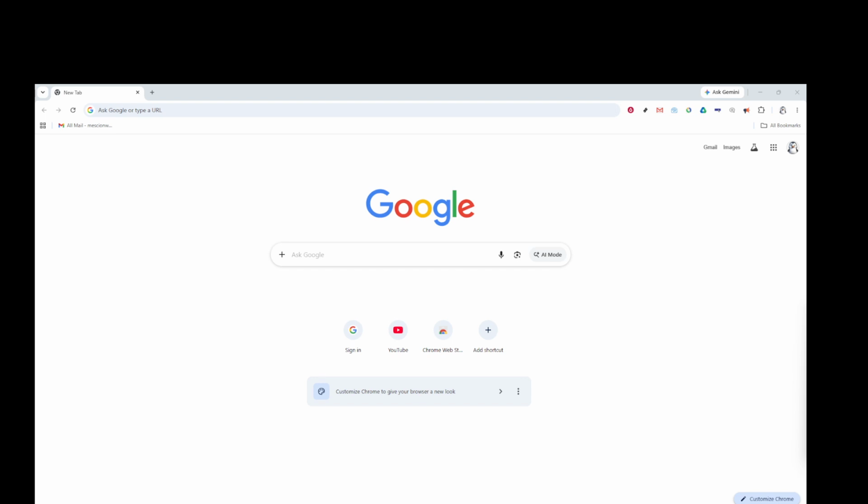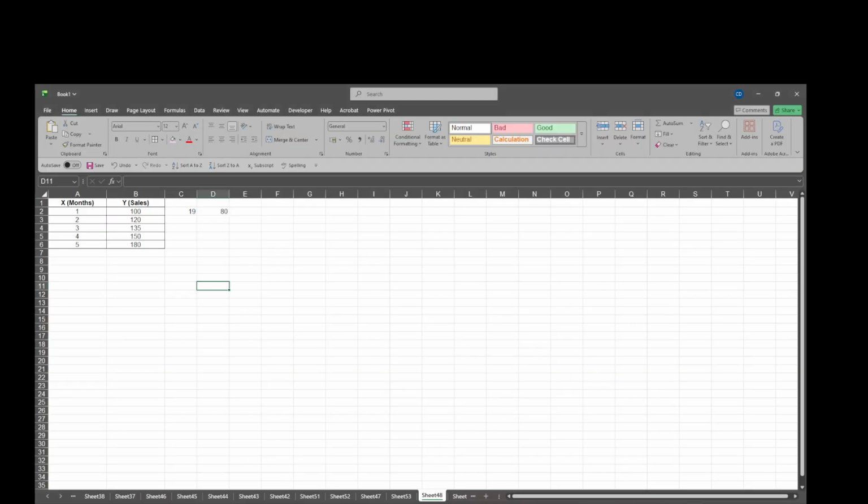To demonstrate this clearly, let's use a simple sample data set. In one column, we have X values representing months 1, 2, 3, 4, and 5. In the next column, we have Y values representing sales: 100, 120, 135, 157, and 180. This gives us a small but useful set of data for identifying a trend over time.